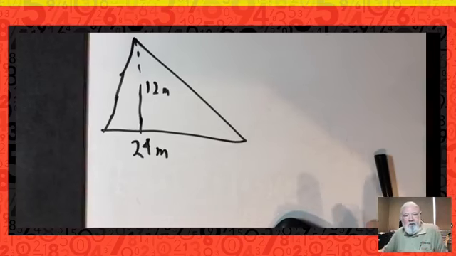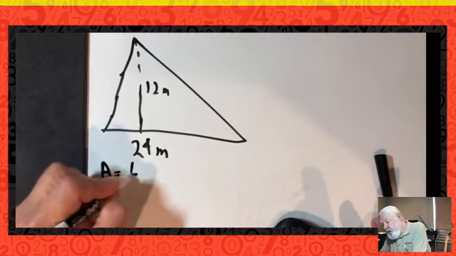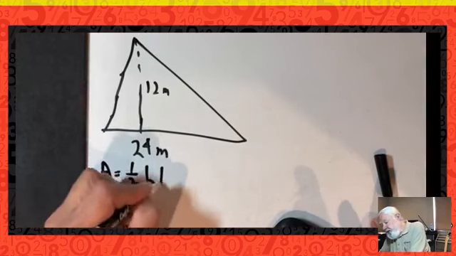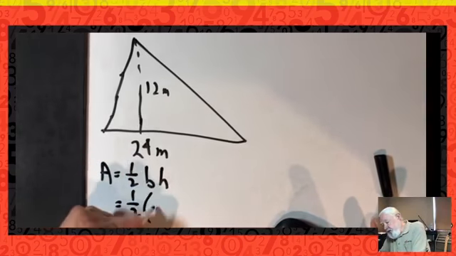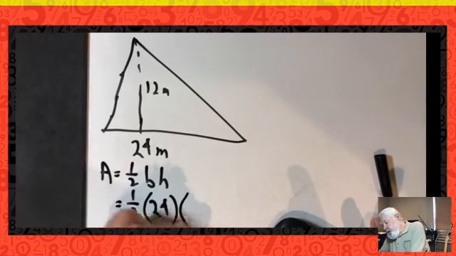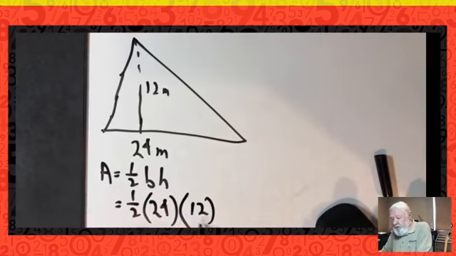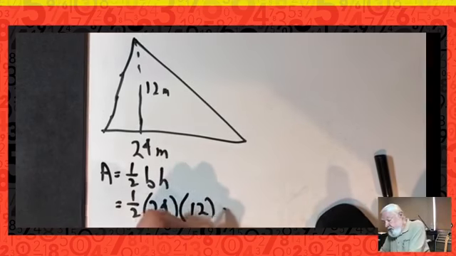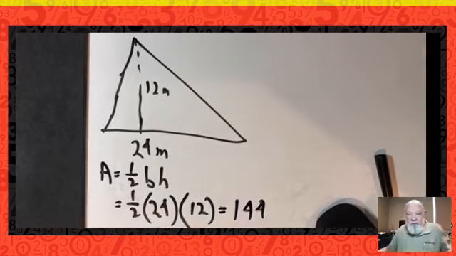Okay, so the formula for area of a triangle is always 1/2 base times height. And in this case, we have 1/2. The base is 24 meters. The height straight up and down is 12. And we could do the multiplication here first, but I find that to be too much work because I look at it and say, wait a minute, half of 24 is 12. And 12 times 12, hopefully you know your times tables to that point, is 144. So that's the number, 144.